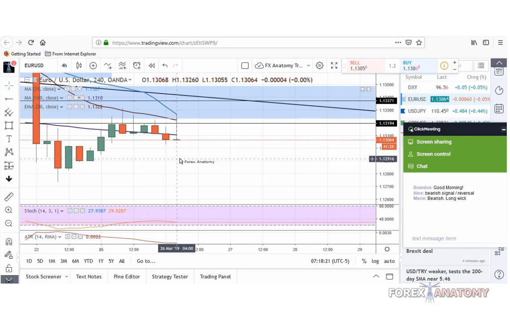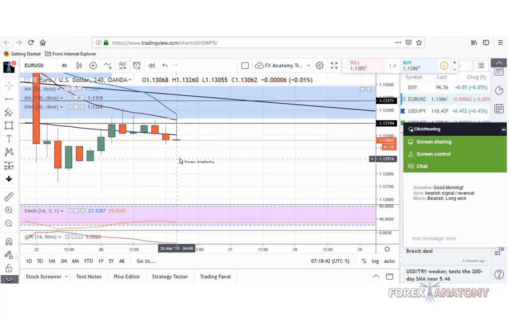But are there any questions about the Euro USD before we move forward? Going once, going twice. Okay, so yeah, I don't think there's any questions about the Euro USD.